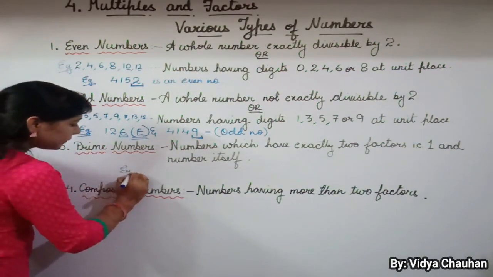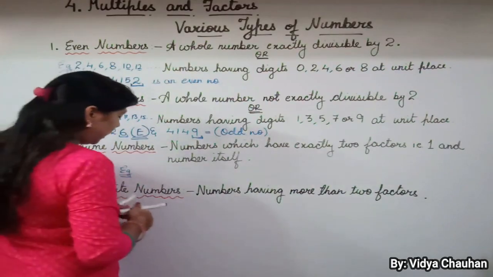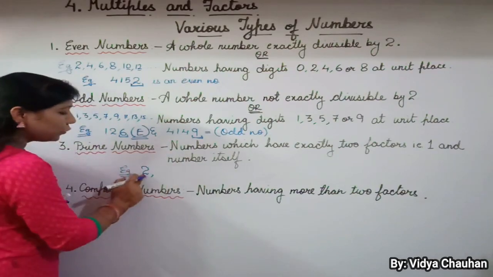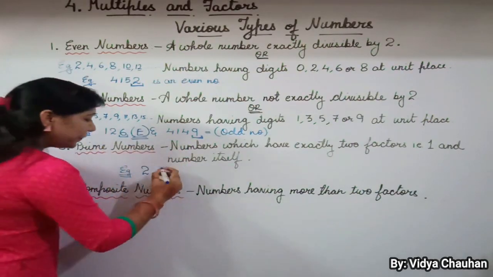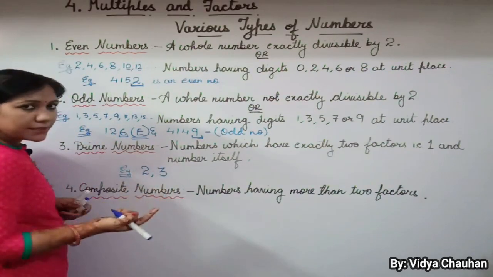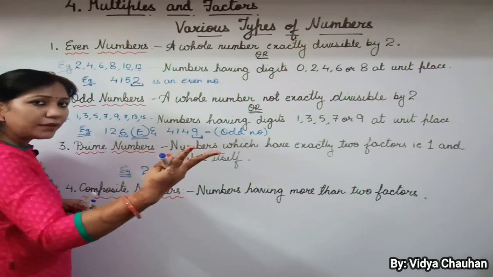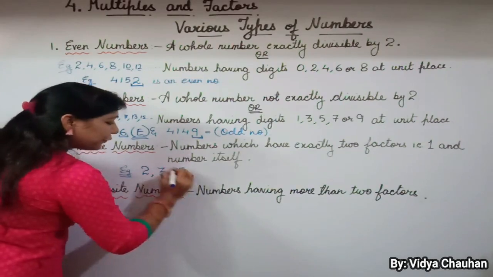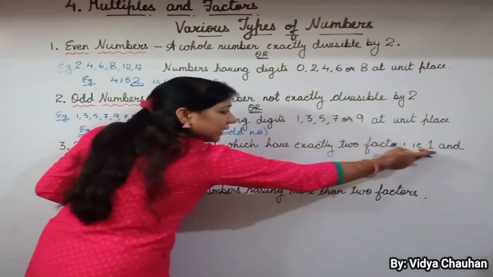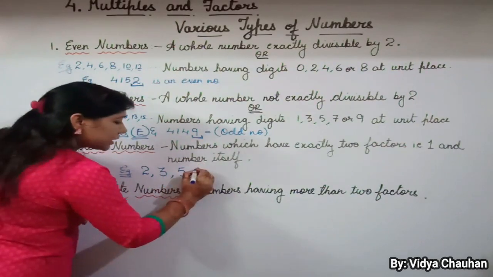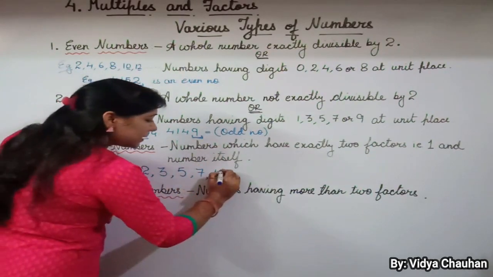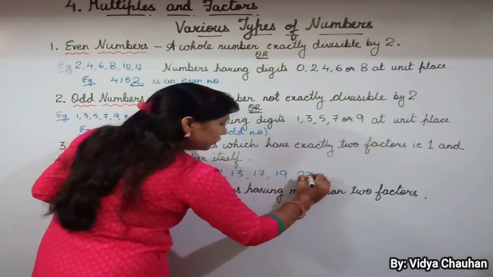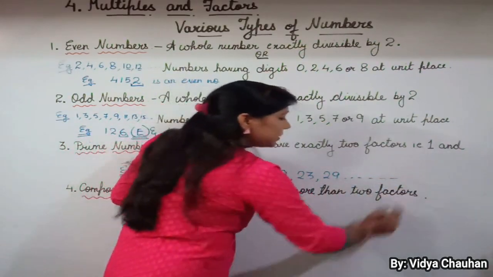For example, if we talk about prime numbers, the very first smallest prime number is 2, because 2 comes in the table of 1 and 2 only. Next number 3. So yes, 3 also comes in the table of 1 and 3 itself. That means 1 and the number itself. The next number is 5, because it comes in the table of 1 and the number itself only. The next prime number is 7. After that 11, 13, 17, 19, 23, 29 and so on.